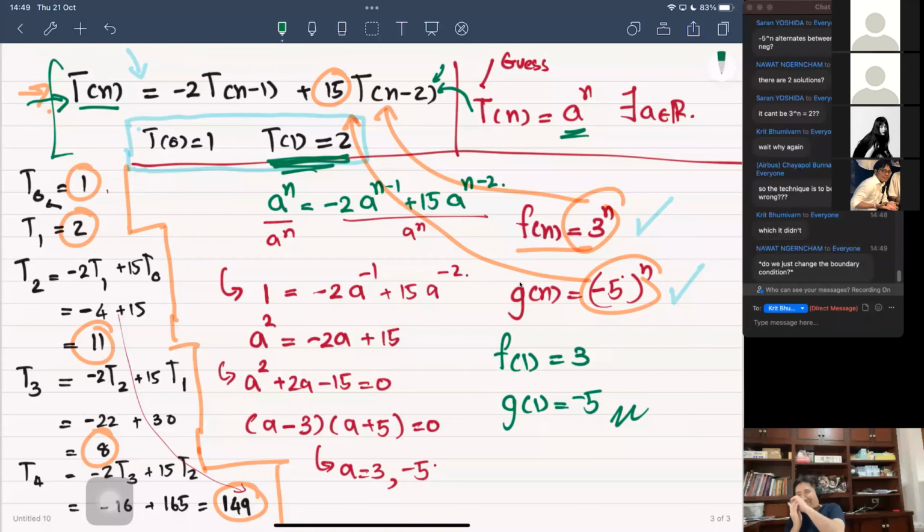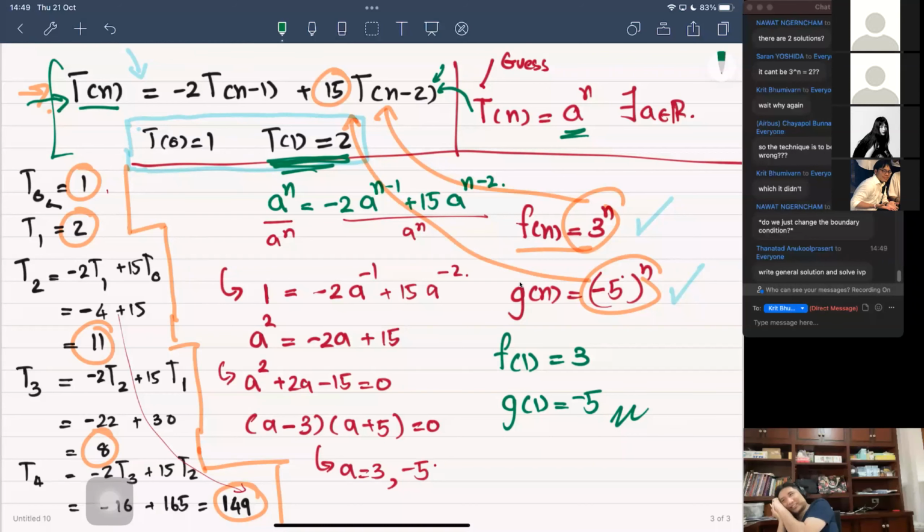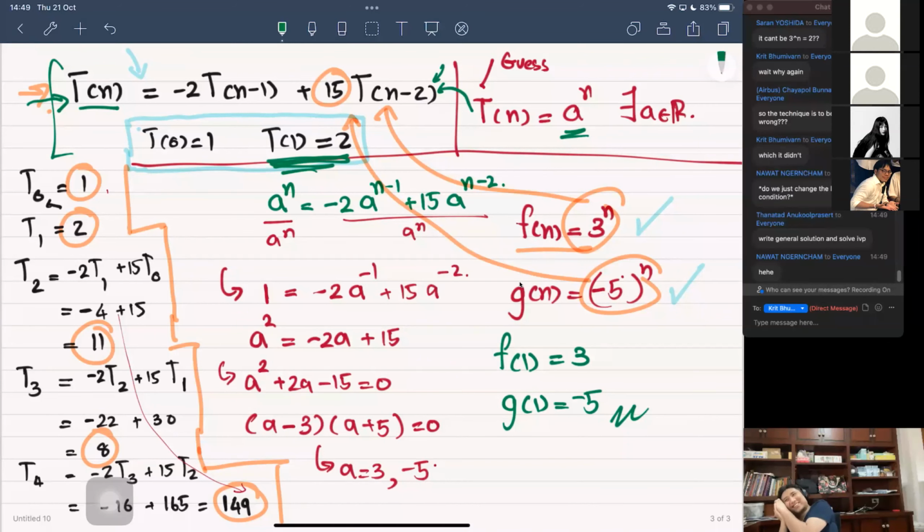Do you just change the boundary condition? This is not like politics, right? You hate the election, so you change the rule so that you have like 200 Senators to vote for you. No, no.